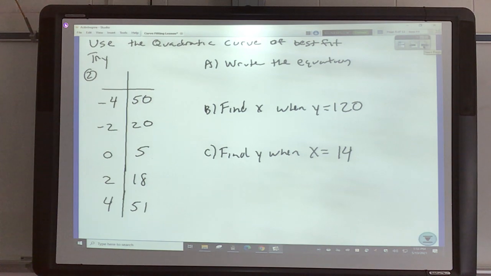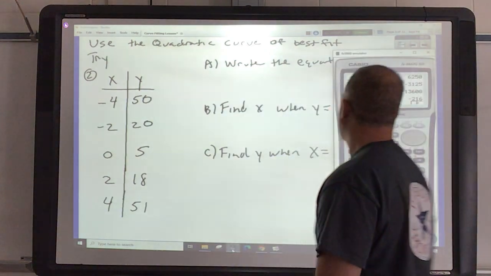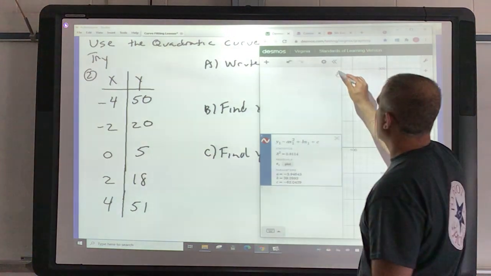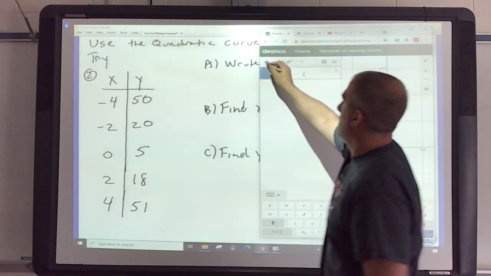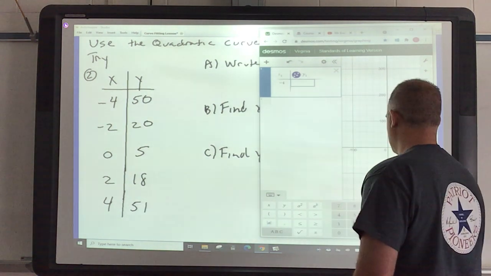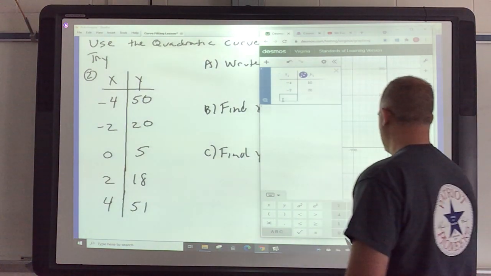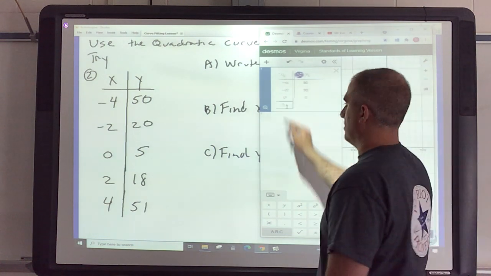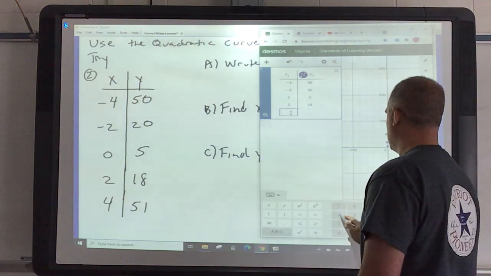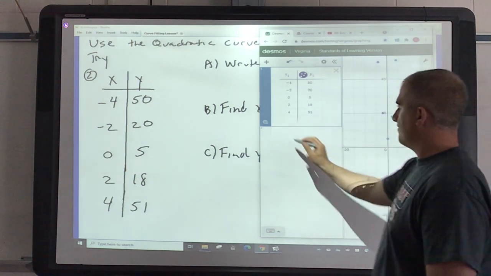All right, now we're going to try this one. Okay, go ahead and pause. This is your x, this is your y. All right. Oh, I want that one. Okay, clear that out. Table. All right, negative 4 and 50. Negative 2 and 20. 0 and 5. 2 and 18. 4 and 51. I'm going to zoom in so I can see a little bit better.